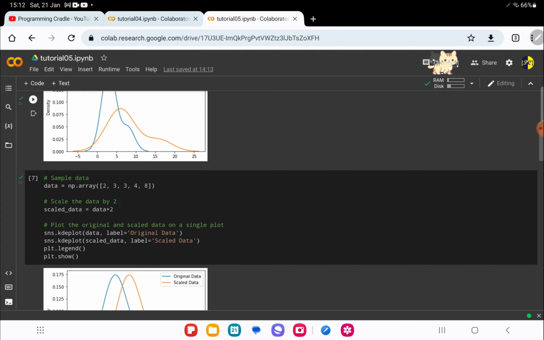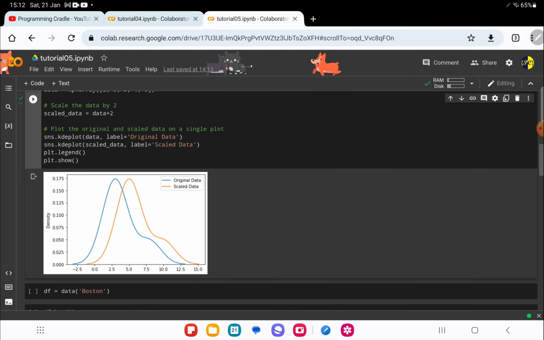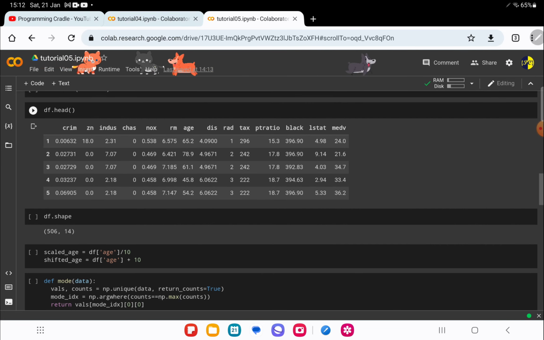So you can see the same plots are here, and for shifting I have just added +2 to our data, and we have got our plot here. Now from the Boston dataset I have taken age, so I have divided age by 10 and I have added 10 to our age. So I have just scaled my dataset here, and I have shifted my dataset or age here.